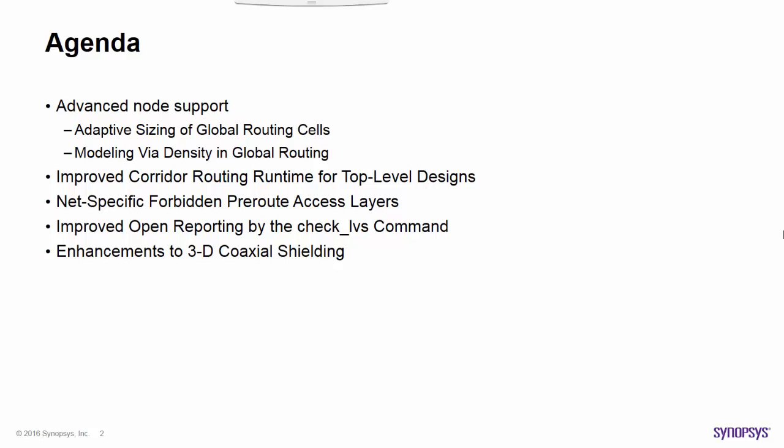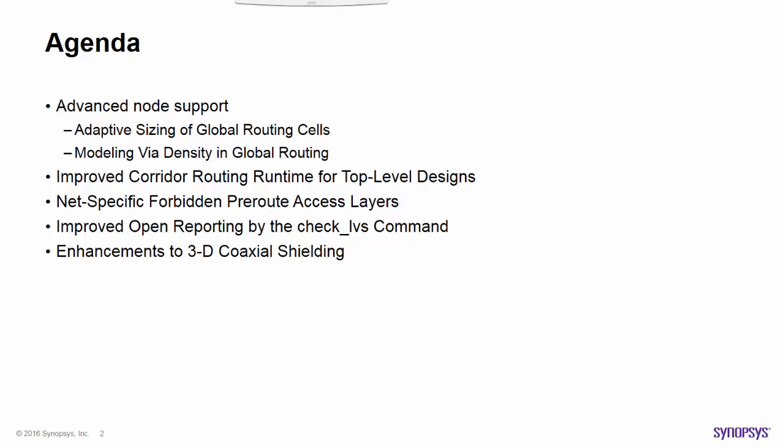Agenda. Here is the list of all the enhancements that have been made in the area of routing for the 2016.12 release. They are: first, advanced node support; second, improved corridor routing runtime for top-level designs; third, net-specific forbidden pre-route access layers; fourth, improved open reporting by the check_lvs command; fifth, enhancements to 3D coaxial shielding.